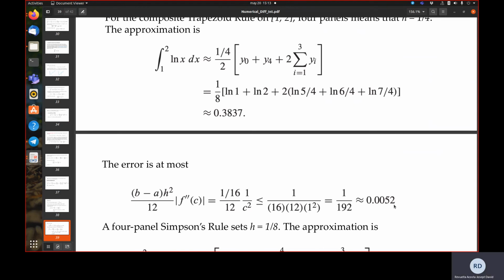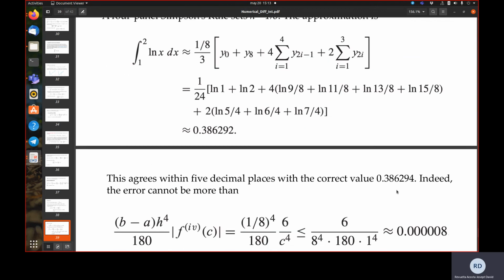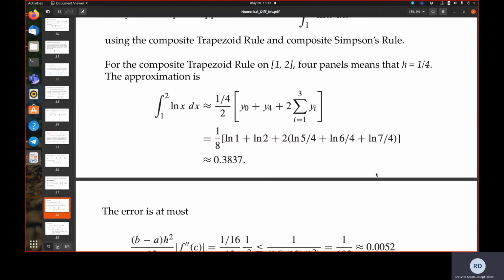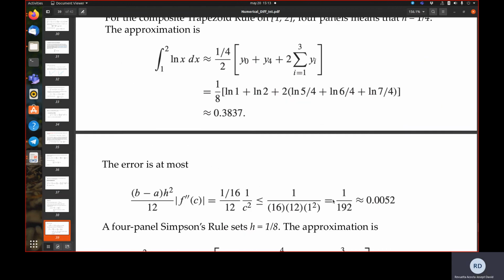Okay, so if we check this out, then the approximation has to be greater than 0.3837 plus 0.0052. So it's 0.3889. So still we are inside of the interval of interest with this error. So that's okay. So that's a very simple application.